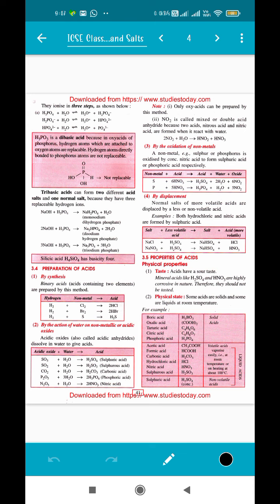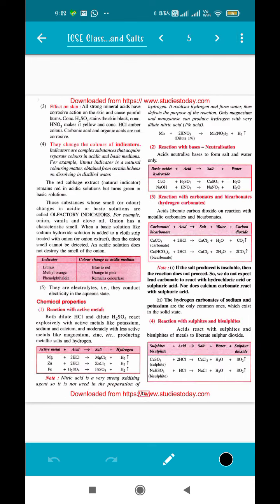There are also liquid acids such as acetic acid, formic acid, carbonic acid, hydrochloric acid, nitric acid, sulfurous acid, but all these are volatile. That means if you keep them in the open, they will get evaporated very quickly. But sulfuric acid is a non-volatile acid, so even if you keep it in the open, it will not vanish, it will not get evaporated. So only 2 states of acids are there, one is solid and one is liquid.